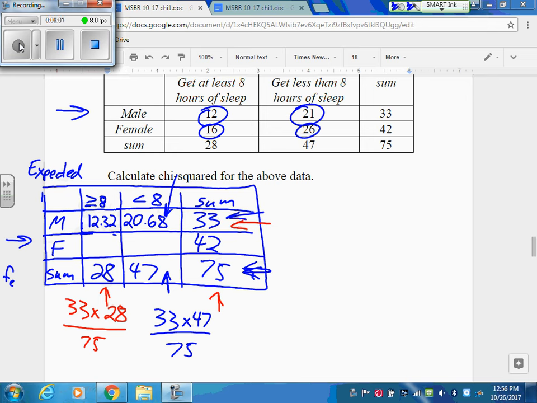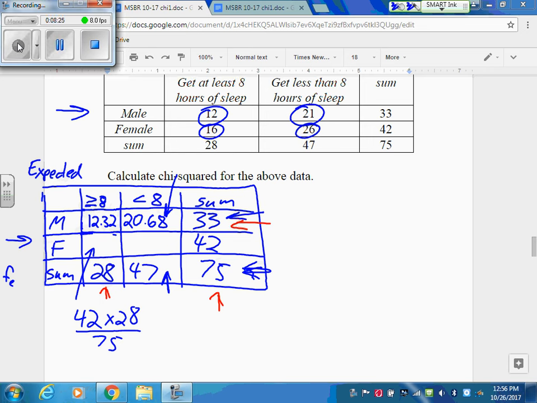Okay, now I'm going to do the same thing for the females here. I'm going to look at their greater than or equal to 8 column, which we would be looking at this box right here. And I'm looking at the row total being 42 now because there were 42 females, and yet there were 28 people who got at least 8 hours of sleep, and still dividing that by the grand total of 75. And I get 15.68.